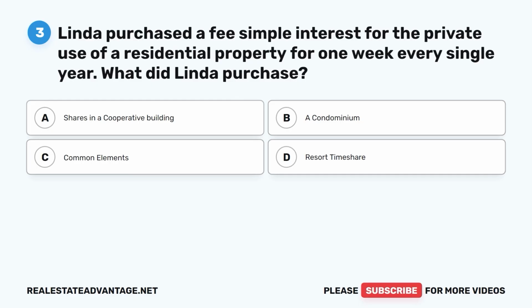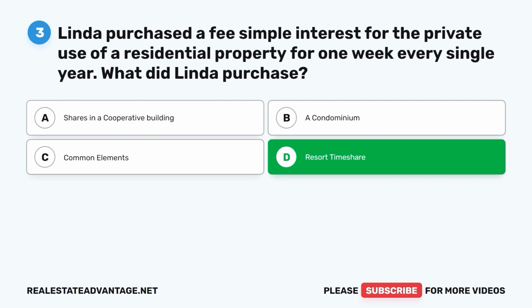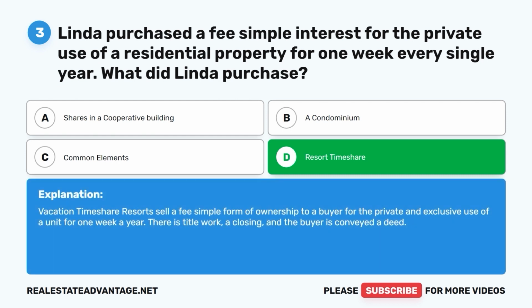Question 3. Linda purchased a fee simple interest for the private use of a residential property for 1 week every single year. What did Linda purchase? A. Shares in a cooperative building. B. A condominium. C. Common elements. D. Resort timeshare. The correct answer is D. Resort timeshare. Vacation timeshare resorts sell a fee simple form of ownership to a buyer for the private and exclusive use of a unit for 1 week a year. There is title work at closing, and the buyer is conveyed a deed.